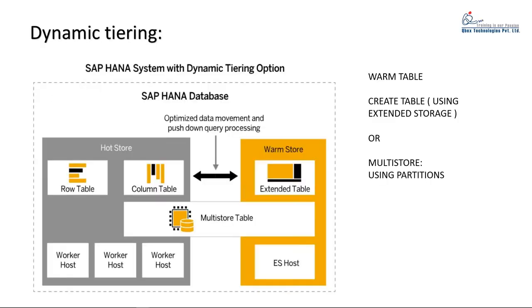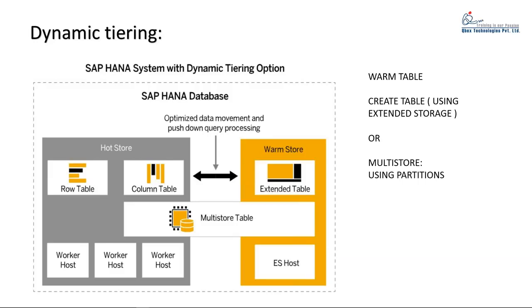Then we also have, in the interest of time, I'm just running through to cover all the topics. Next, we have a concept called dynamic tiering. Dynamic tiering is actually a big data solution of SAP HANA. You can understand it this way. So when I say big data, you're going to hold huge amounts of data, right? You're going to store huge amounts of data.